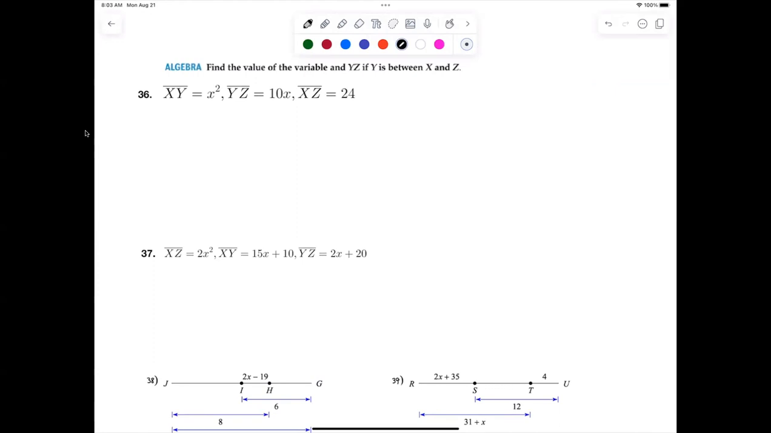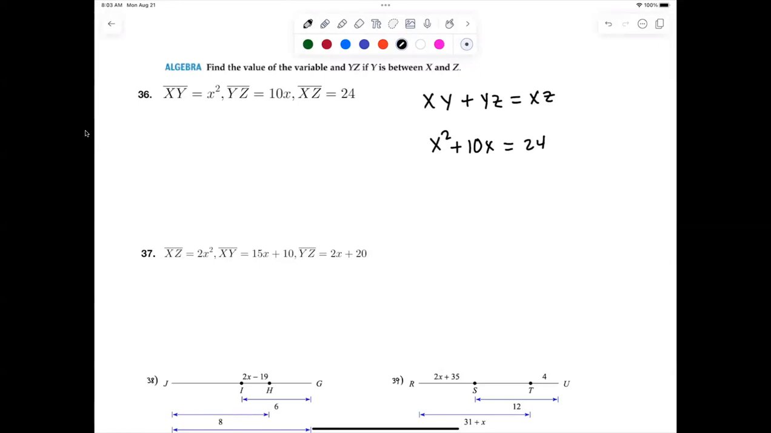So again, find the value of the variable and YZ if Y is between X and Z. You should get in the habit of saying, if Y is between X and Z, then what is true? XY plus YZ equals XZ. And if you can't see that, I understand. Draw it out. Put Y between X and Z, and then you can see it. So now what do I have here, guys? X squared plus 10x equals what? 24.